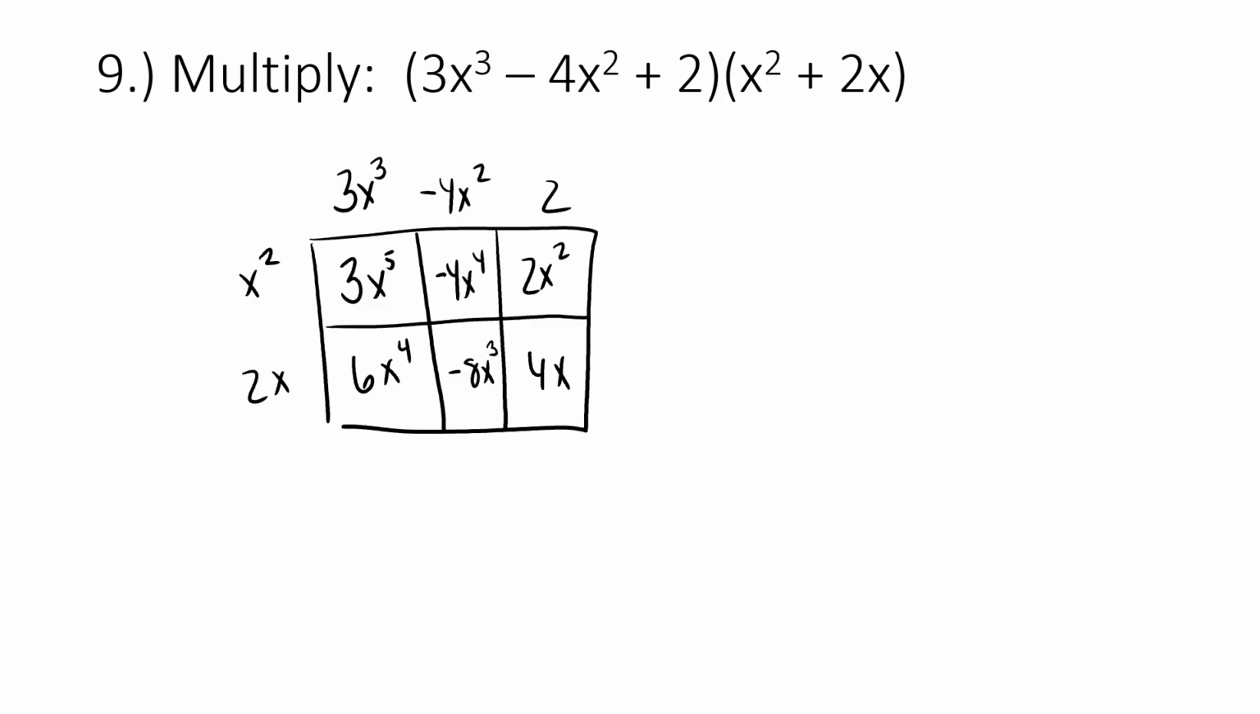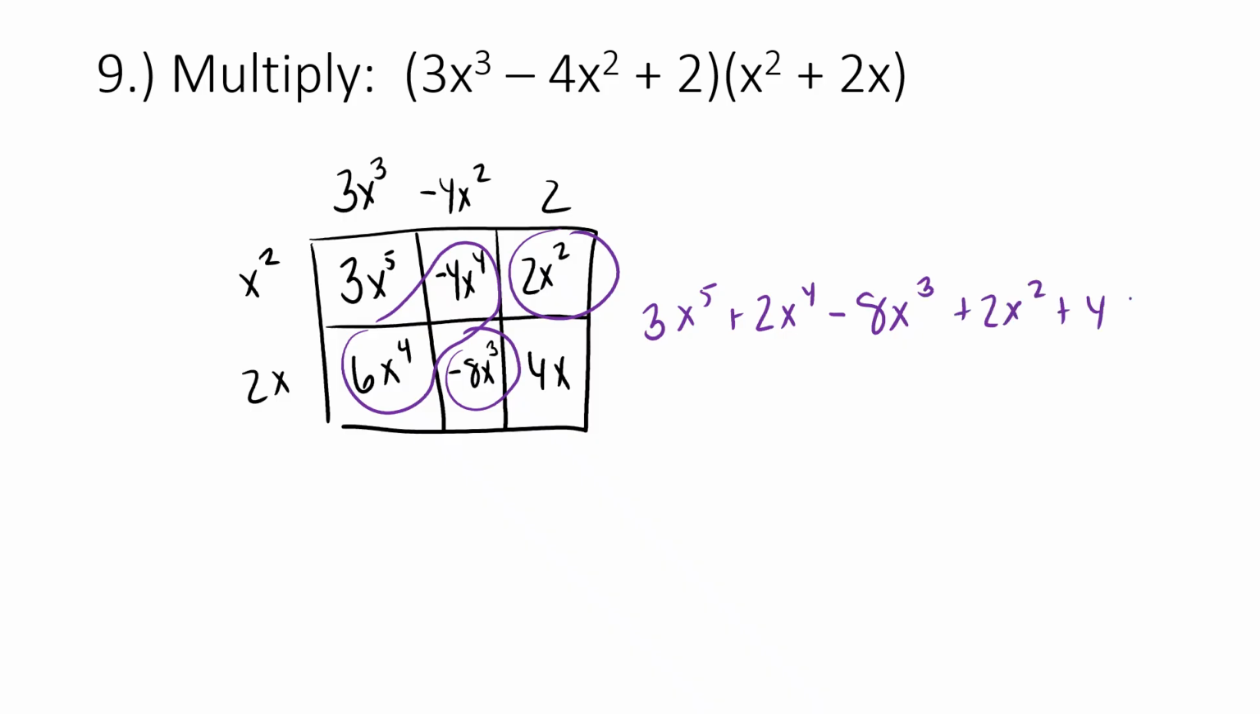So let's take a look at what we got. We've got the x to the fourth, and then we have the x to the third, and the x squared are on their own. So we have 3x to the fifth plus 2x to the fourth minus, sorry, what did I try to do? I tried to combine, even though I just said, like, what do we have? Minus 8x to the third plus 2x squared plus 4x. And there's your answer. Ta-da! Beautiful. In all its glory.